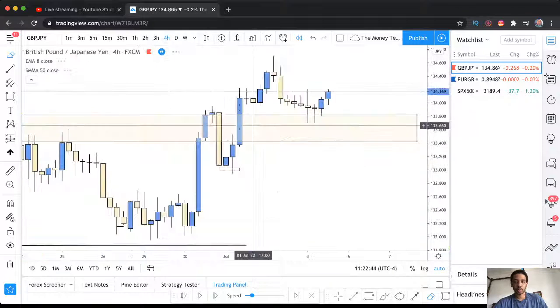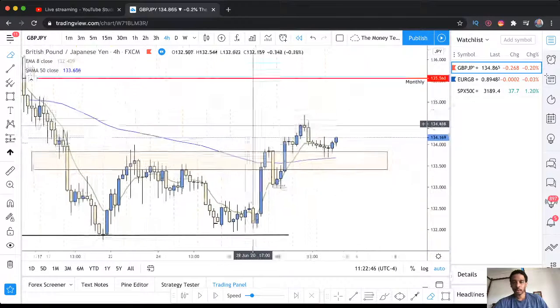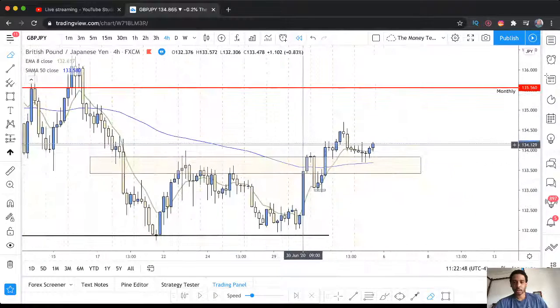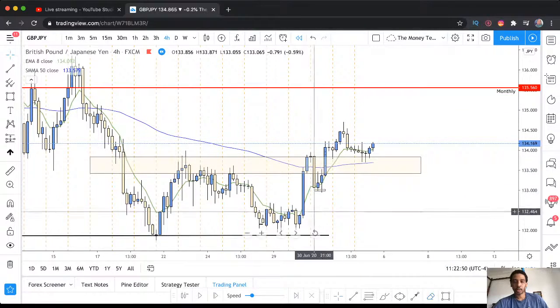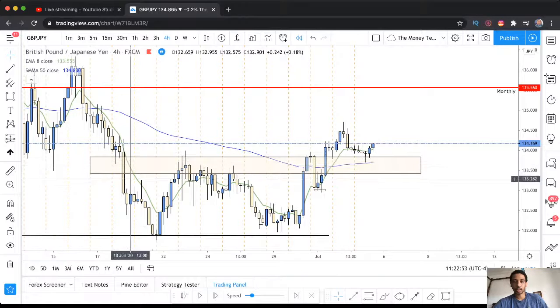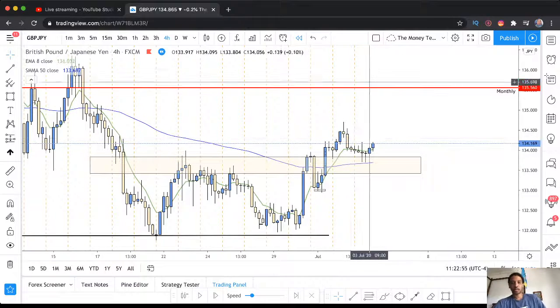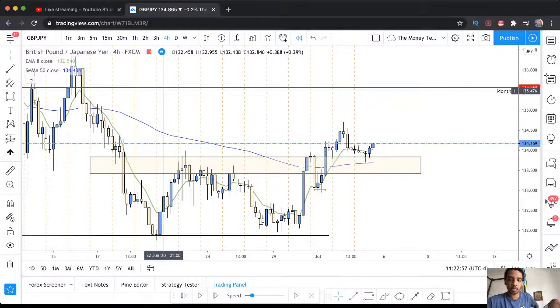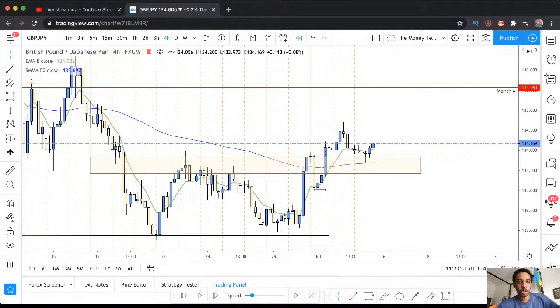Let's go on the 4 hour. The 4 hour basically gives us a zoomed in picture of what I'm saying, but the top, right? So break and retest, break and retest. Sorry for the sniffling, my nose is kind of stuffed.